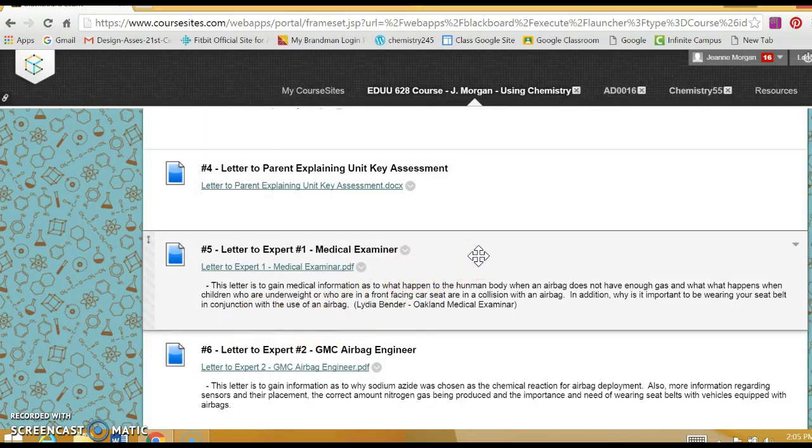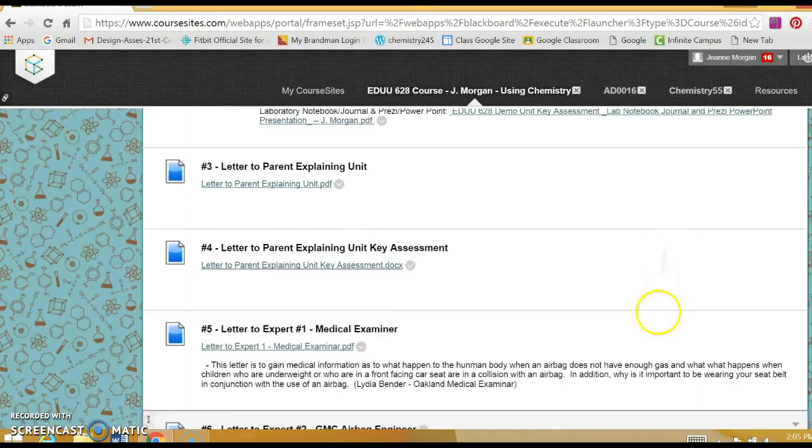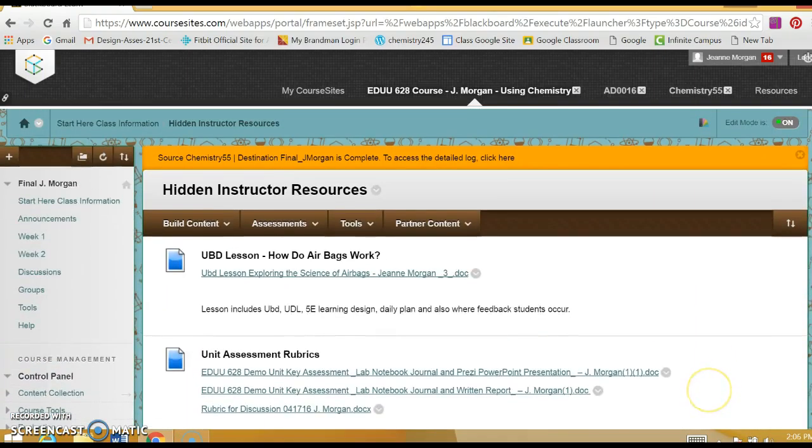Remember, we talked about Vygotsky talking about learning from the experts. Well, we're an expert, but I have also included in this unit a medical examiner who's going to give students some insight into airbags and seatbelts, and then an airbag engineer who's also going to help give the kids the knowledge they need to create a mock airbag. So those are all the letters there for you.